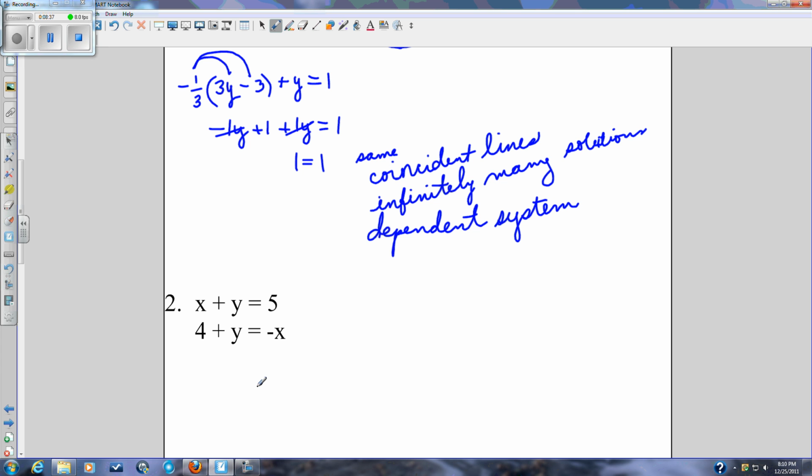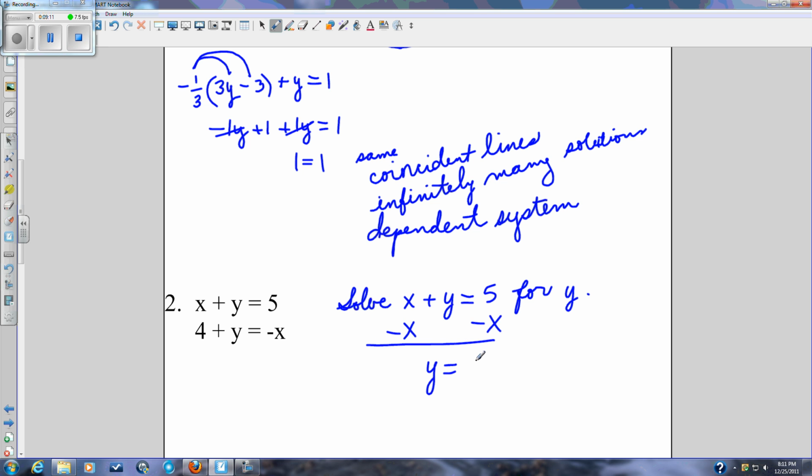Now let's look at problem number 2. We have x plus y equals 5, and 4 plus y equals negative x. Okay, and again, I would probably use substitution to solve this because it's pretty easy to get either x or y alone. I'm going to solve the first equation, x plus y equals 5, for y. It really doesn't matter which one I use. I'm going to subtract x from each side. So I have y equals negative x plus 5.